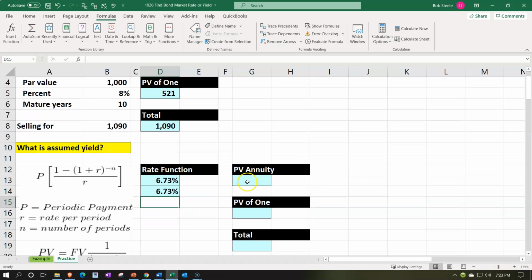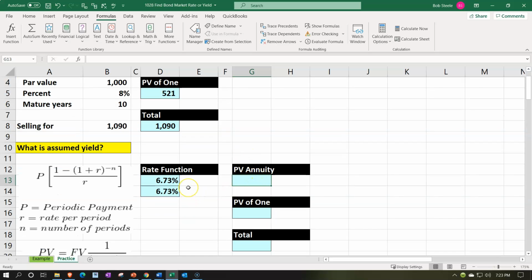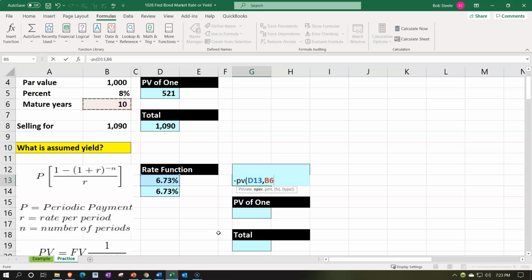And now we prove it with our annuity function. We'll do the same thing we did up here. We know that if we had the market rate and I was to calculate the price the way we've done it before, then as easily as possible with our annuity function, this is what I think is as easy as possible. We're going to say this is going to be negative PV, Shift 9. Rate now is that rate, comma, number of periods, 10, comma, payment, 1,000 times the 8%, and enter.